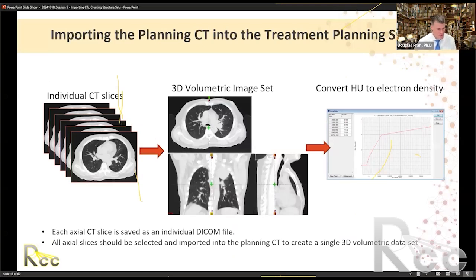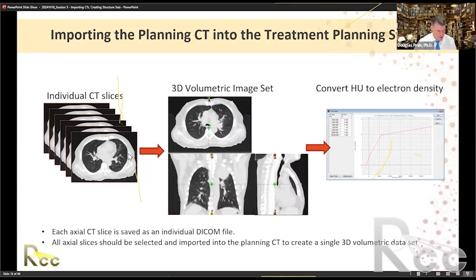When we import the planning CT into the treatment planning system, the CT scan is really a collection of a bunch of individual CT slices. And those CT slices, when you stack them all together, create this 3D volume. If you look at the raw data, these are all individual DICOM files, usually one file for each slice, and each slice has its own CT slice number. When the planning system pulls them in, it has the ability to reconstruct this in a three-dimensional volume.